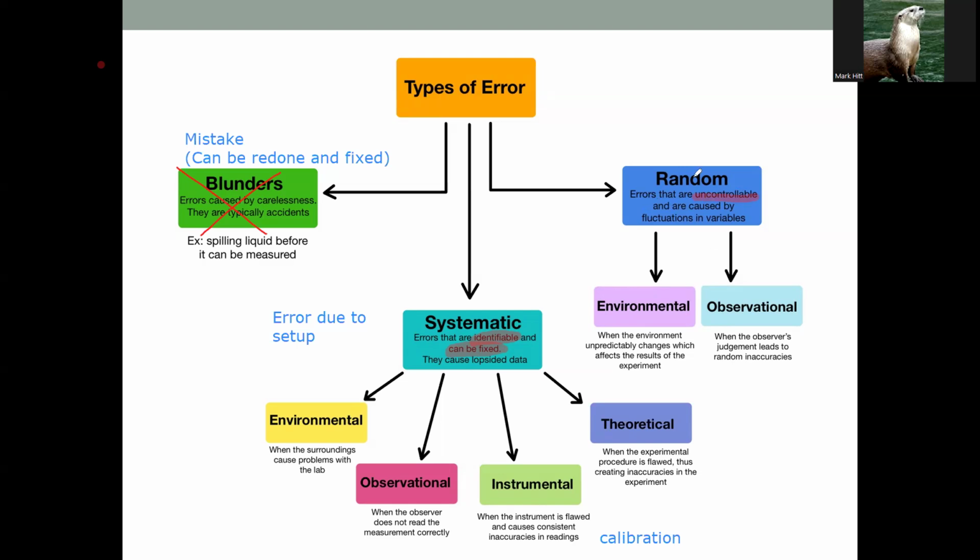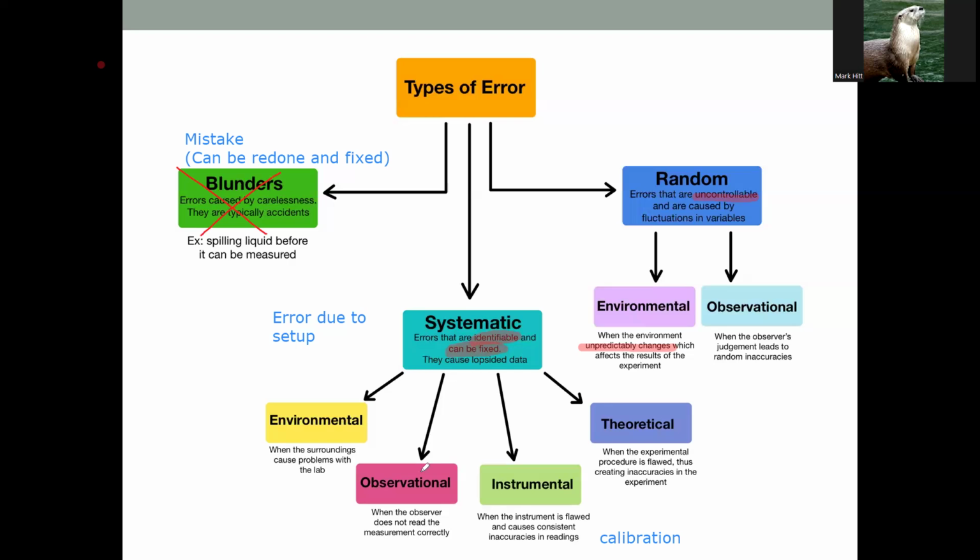Maybe we happen to see a hot spot in lab where the temperature of the room goes up in one area a little bit, causing the temperature of our experiment to rise. Well, that would affect the rate of reaction and stuff. And this would be an example of, it says here, an environmental random influence, which is when the environment unpredictably changes, which affects the results of the experiment. Okay, so again, unpredictably changes. That is the key for our random errors. And then observational, this is similar to down here, where if we think about systematic, you're reading a tool wrong.